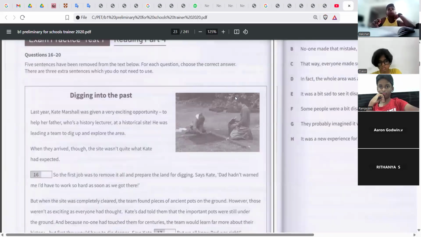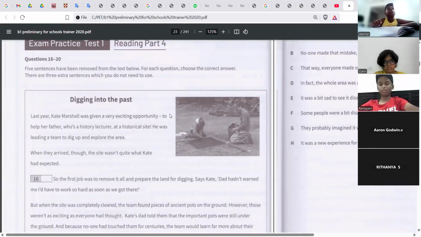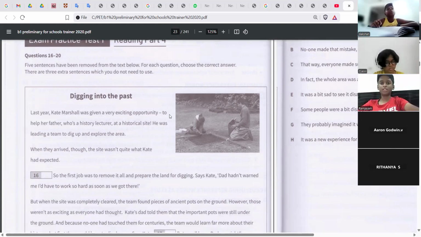All right. There is something here that I really want you to look into. Okay, Ramjam, can you read this, "Digging into the past"? Everyone listen. Yes, sir. Digging into the past. Last year, Kate Marshall was given a very exciting opportunity to help her father, who is a history lecturer at a historical site. He was leading a team to dig up and explore the area.